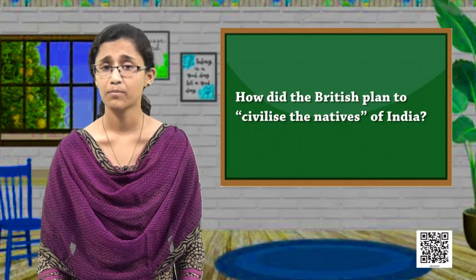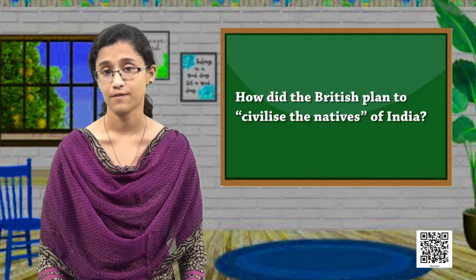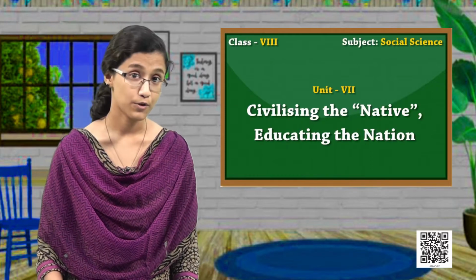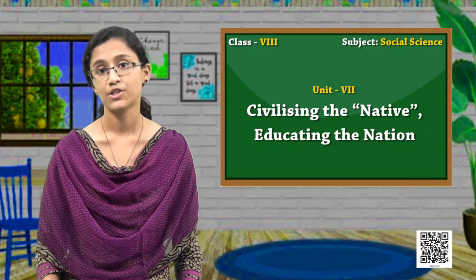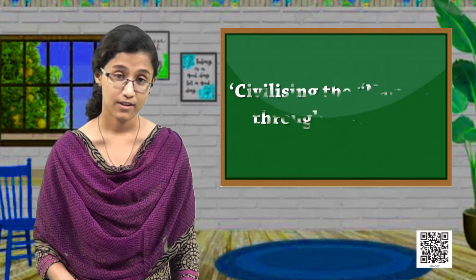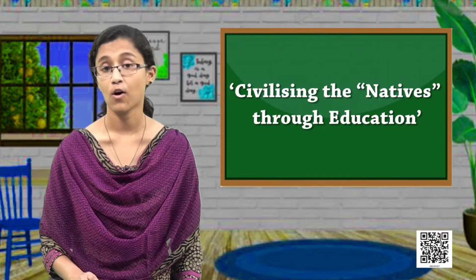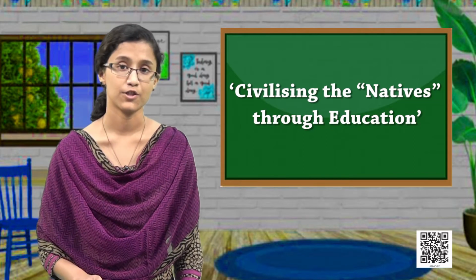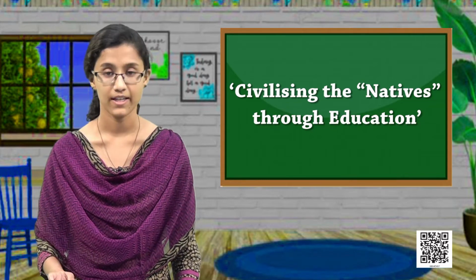Then how did the British plan to civilize the natives of India? They introduced new laws and established an education system. In this lesson, we will be focusing on the steps taken by the British to civilize the natives of India.